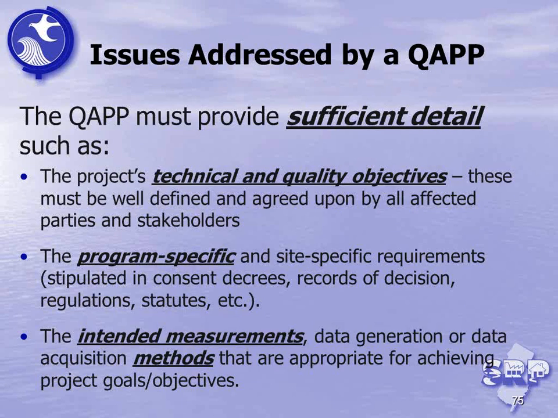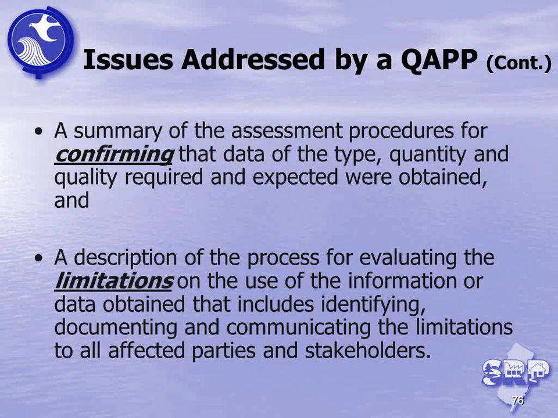Bigger picture, let's talk about what do we really need to put in our QAPP. We have to have sufficient detail, and it's got to be site-specific. Beware of the QAPPs that are all generic. Technical and quality objectives. What are we trying to do? Program and site-specific requirements. And there may be consent decrees, records of decision, regulatory drivers, statutory drivers. If you've had federal and state oversight on the same site, it gets deep fast. What data are we collecting, and how are we going to collect them? How are we going to confirm that the data was what we set out to get?